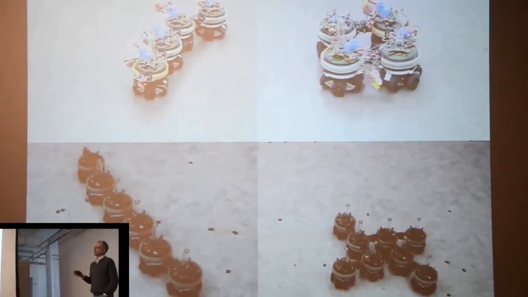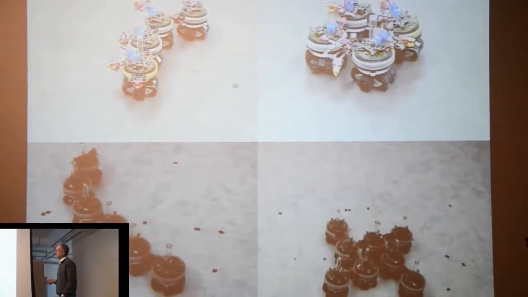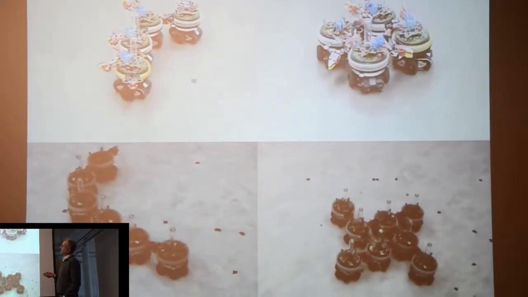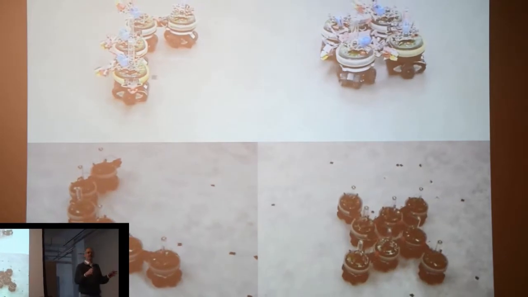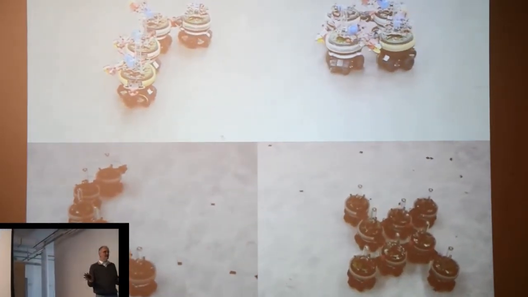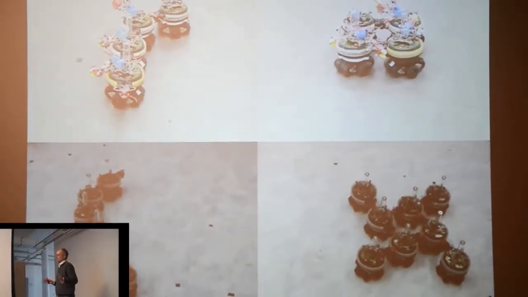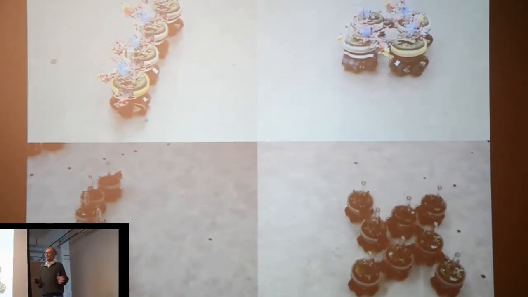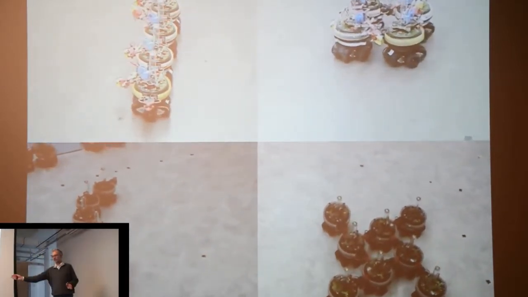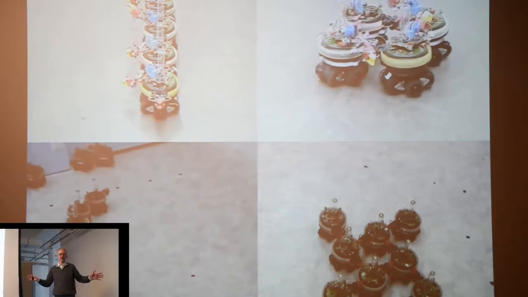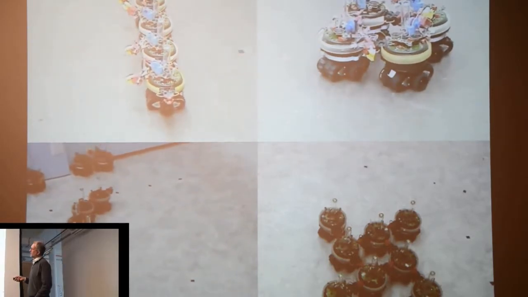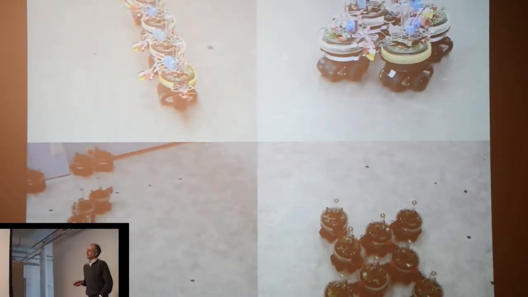Then another behavior is coordinated motion. Here, the problem is that if you connect some robots with tracks together, they have to coordinate the way they move, otherwise they get stuck. If one robot is pushing in one direction and another in the opposite direction, they just don't move. And here you see how they're moving.